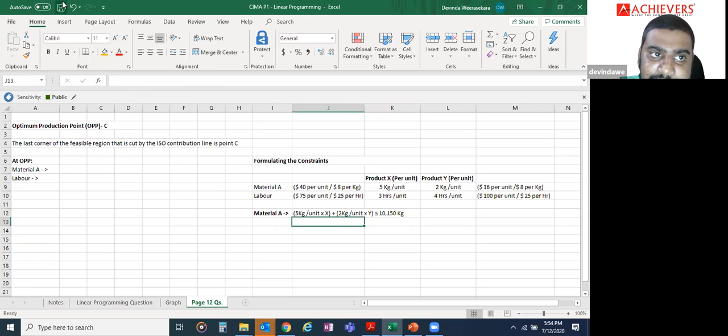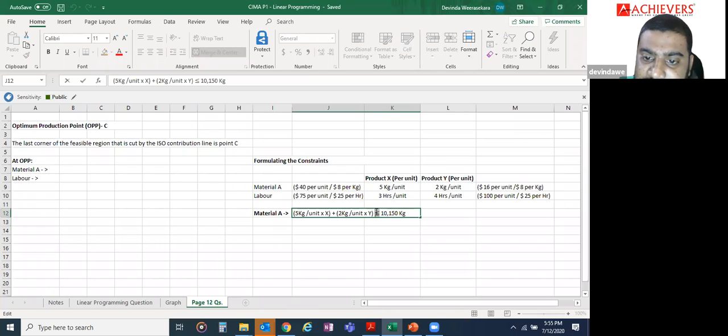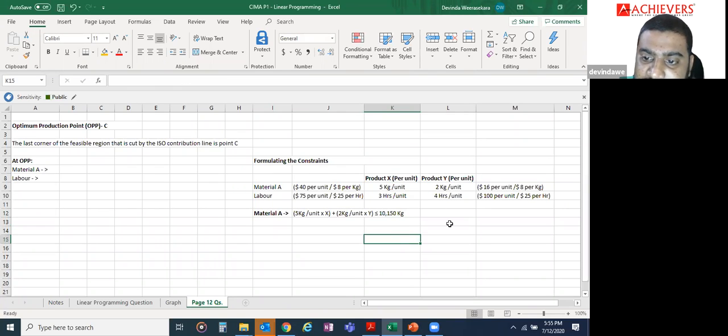Clear? Right. Now guys, remember we made an assumption for the purpose of drawing the graph. We will assume that the entire amount of the resource is used. And therefore, instead of using the less than or equal sign, we will use the equal sign. Remember?